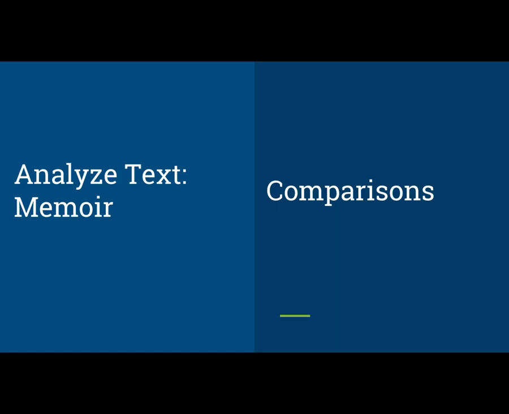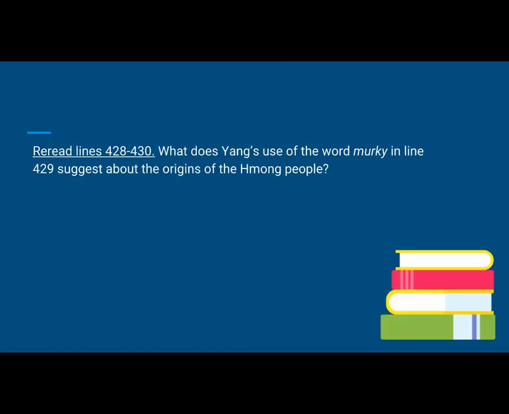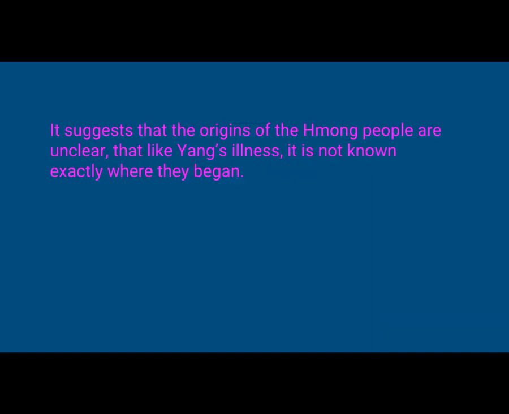Yang is comparing her illness to the history of the Hmong people. Reread lines 428 to 430. What does Yang's use of the word murky in line 429 suggest about the origins of the Hmong people? Pause while you think. It suggests that the origins of the Hmong people are unclear, that like Yang's illness, it is not known exactly where they began.